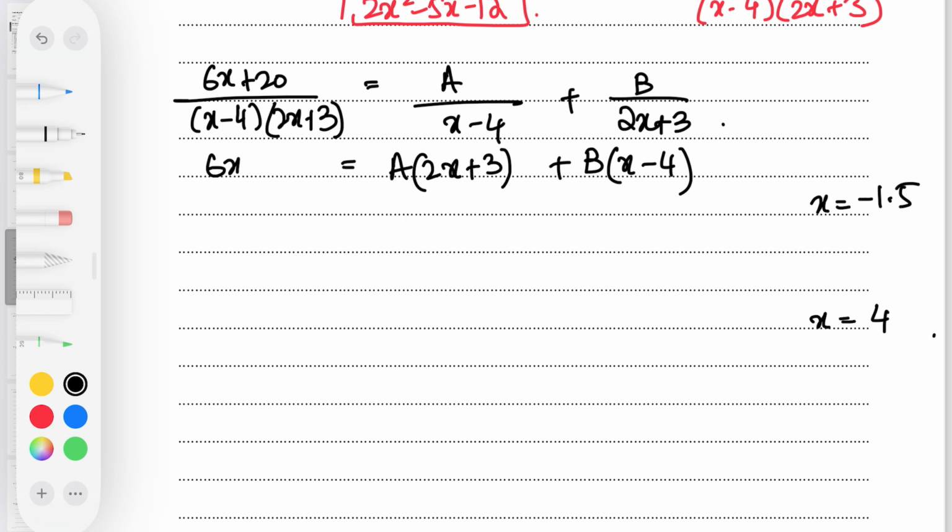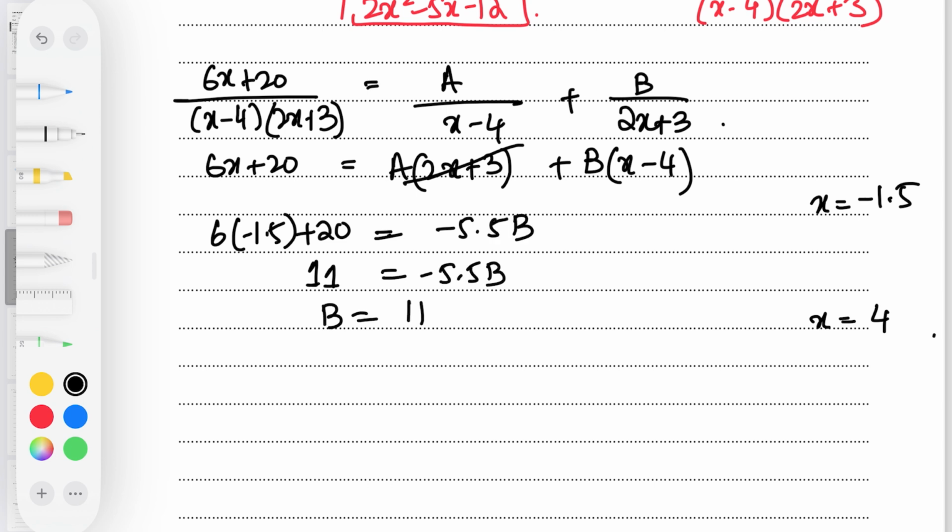When I put minus 1.5, it's going to be 11. This will cancel out, and it's going to be minus 1.5 minus 4 is minus 5.5b. So the value of b comes out to be minus 2. b is equal to minus 2. This is important. Now next is a.